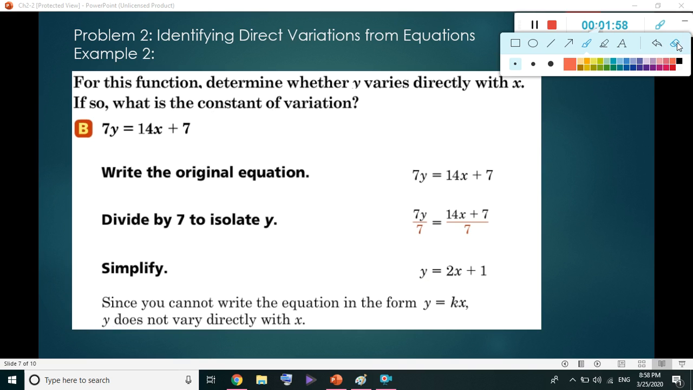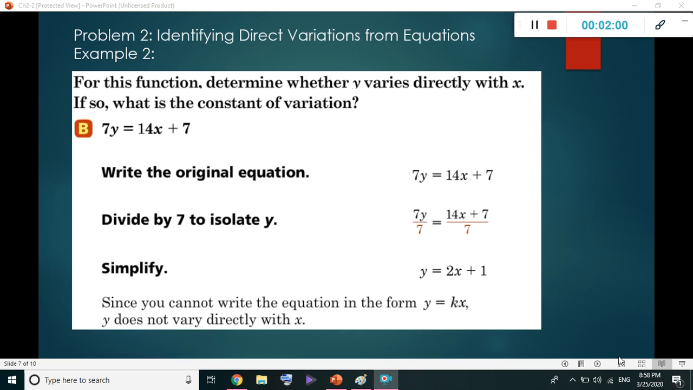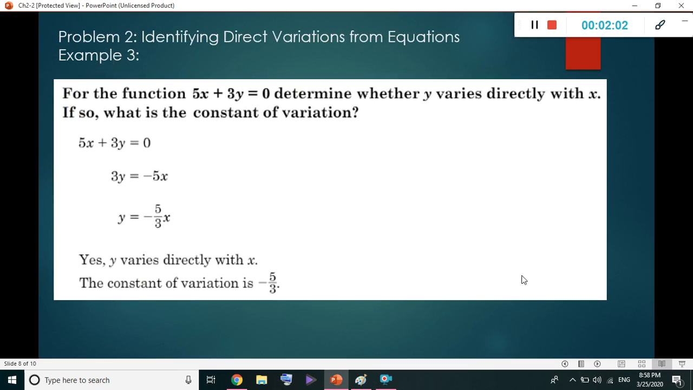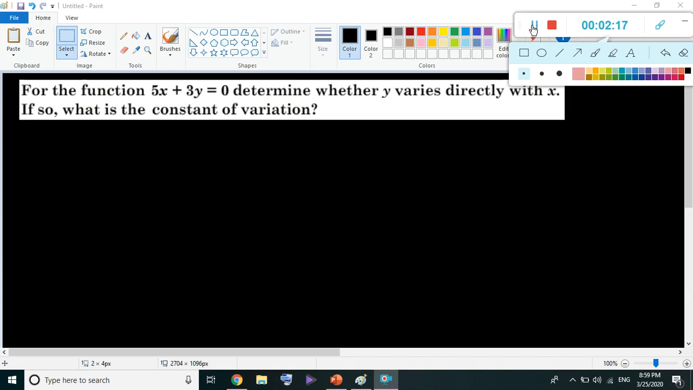Now let's see if we have more examples about this topic here. Yes, we have one more example: identifying direct variations from equations. Again, we have for the function 5x plus 3y equals 0, determine whether y varies directly with x or not, and if so, what is the constant of variation. Okay, so now let's check this.